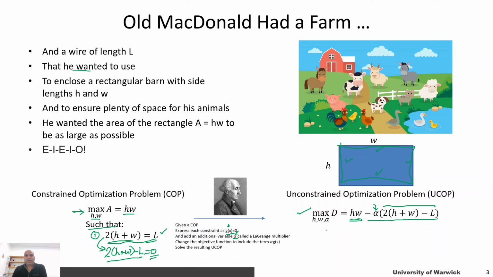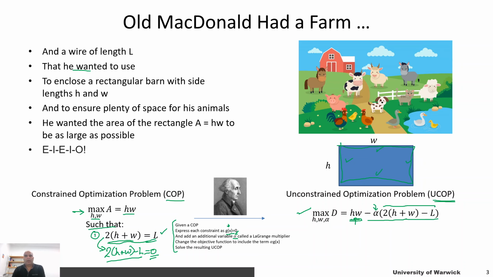So let's try that. Let's take the derivative. The first thing I want to make sure is that you pause the video and make sure that you understand the steps of how we convert this constrained optimization problem into an unconstrained optimization problem mentioned over here. So please go ahead and do that. It's really easy. You've got the original objective function hw over here, and then we subtract from it alpha times the left-hand side of the constraint, g of x, or in this case 2h plus w minus L.